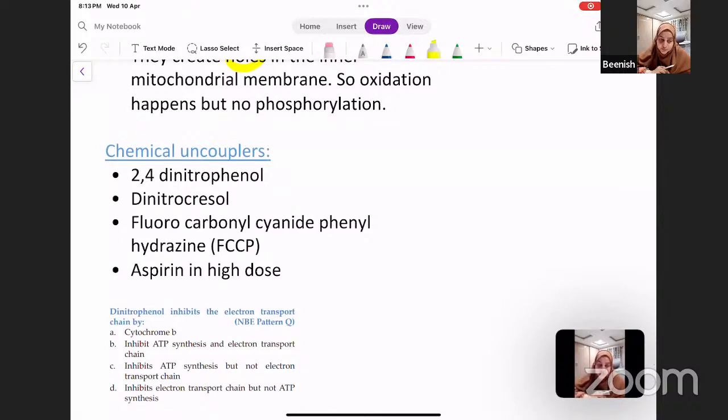Now, examples of some uncouplers. Chemical uncouplers being 2,4-dinitrophenol, dinitrocresol, fluorocarbonyl cyanide phenylhydrazone, and aspirin hydroses.